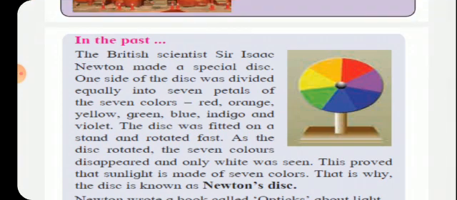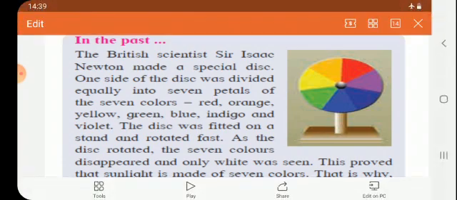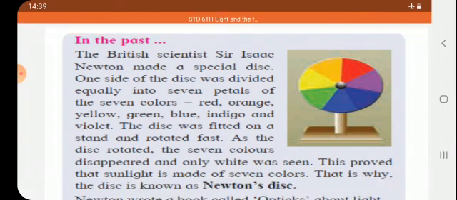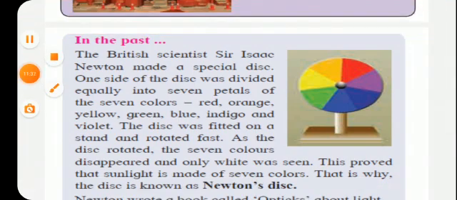It means the scattering of light is also there. The white light you find in sunlight is not white. It is made up of 7 colors, and these 7 colors can be merged into one white color. Children, this is all about this lesson. Now I will give you the exercise also.